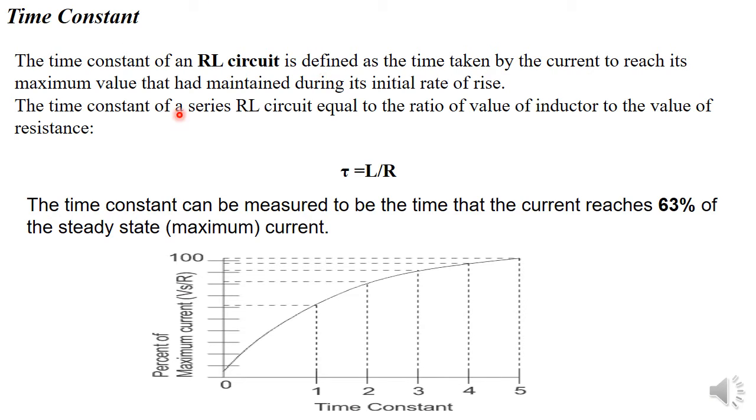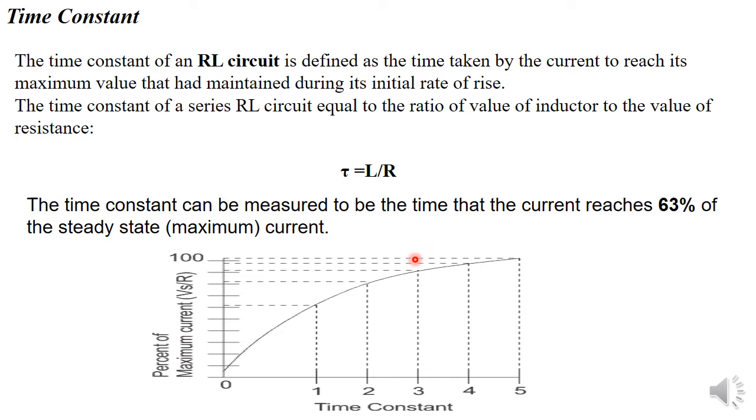Now, what is the time constant? The time constant of an RL circuit is defined as the time taken by the current to reach its maximum value. The time constant of a series RL circuit is equal to the ratio of inductance divided by resistance. Tau is equal to L by R. The time constant can be measured as the time that the current reaches 63% of the steady state maximum current.